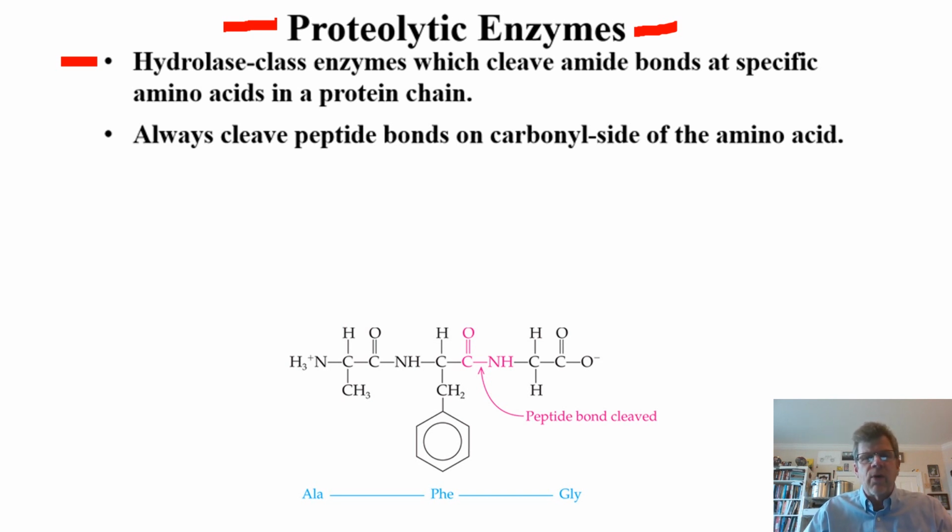amino acid. So if we look down here on the bottom, we have a tripeptide. Remember, a peptide is like a small protein of 10 amino acids or less. We have alanine, phenylalanine, glycine. Down here on the bottom it is written out in their 3-letter abbreviations with these dashes between them. That indicates the amide bonds that ultimately connect them. And up above it is the actual structure of these amino acids within the peptide.